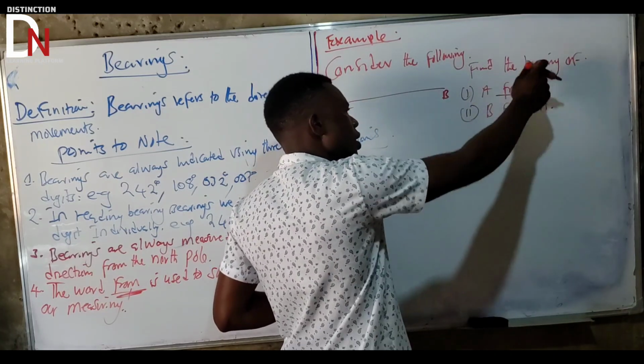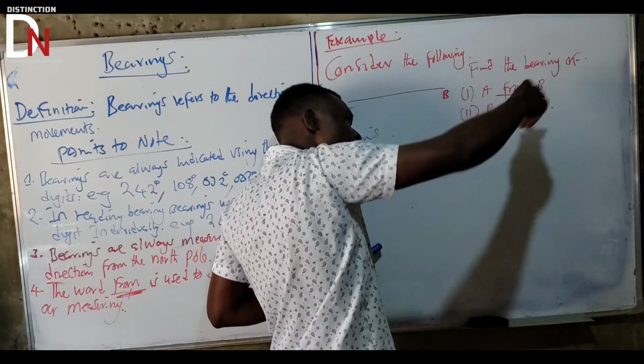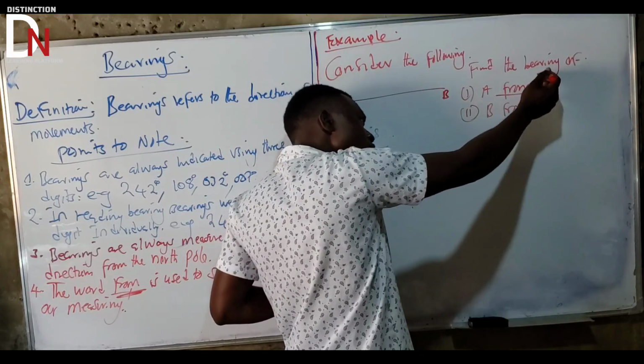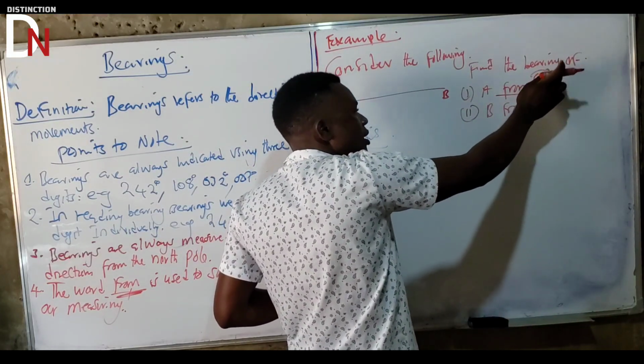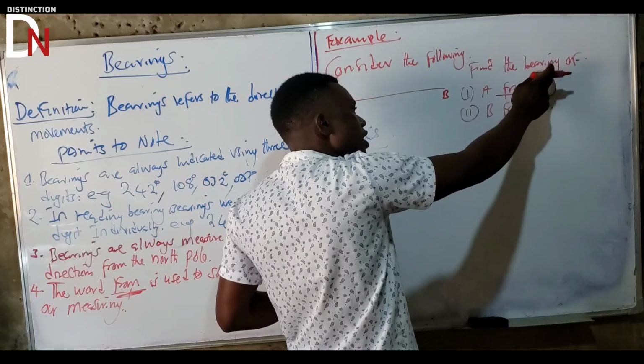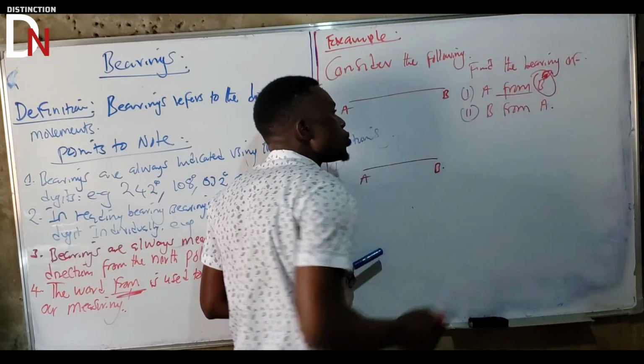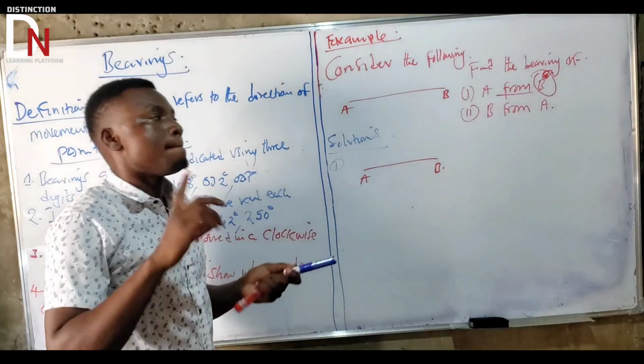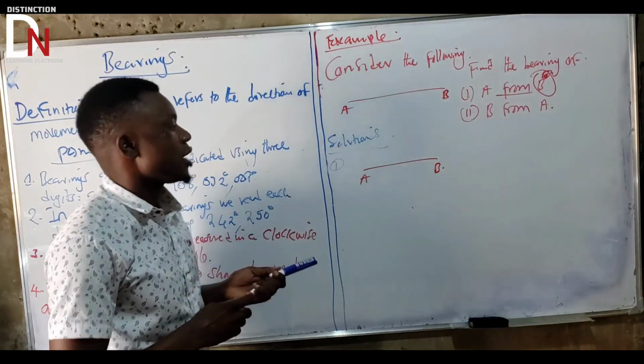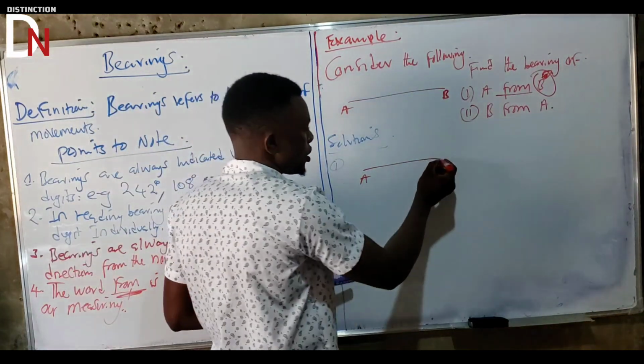So in this case, the word "from" is used to show where we do our measuring. If it is A from B, basically the last point, it can be a town, it can be a village, it can be a point. The last point, that is where we are supposed to take our measuring. Always like that. So in this case, our last point is this point.